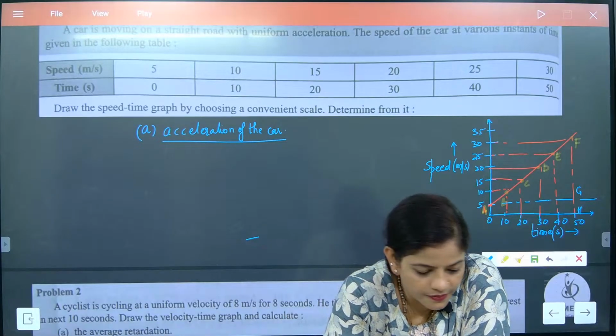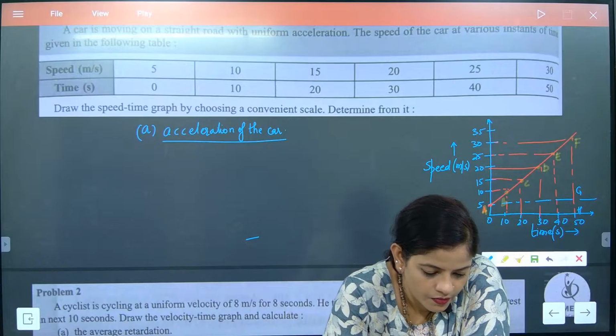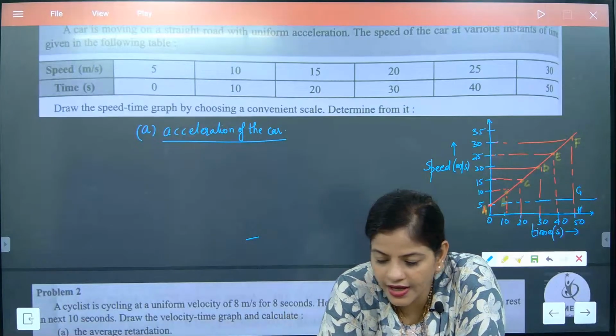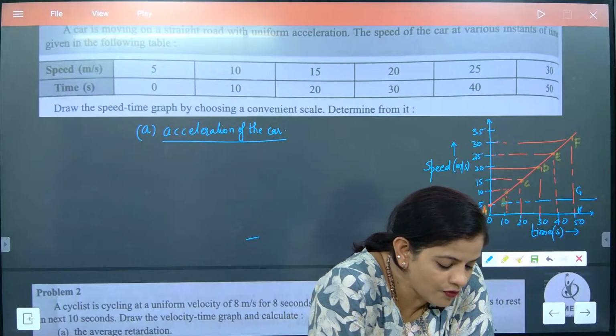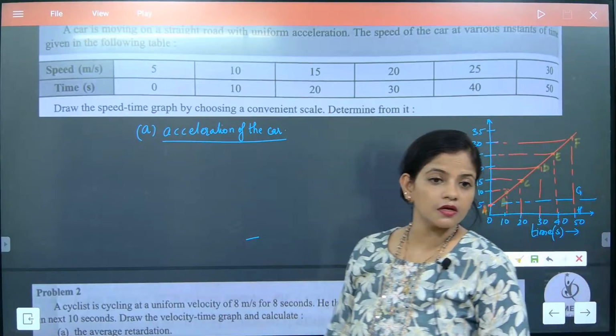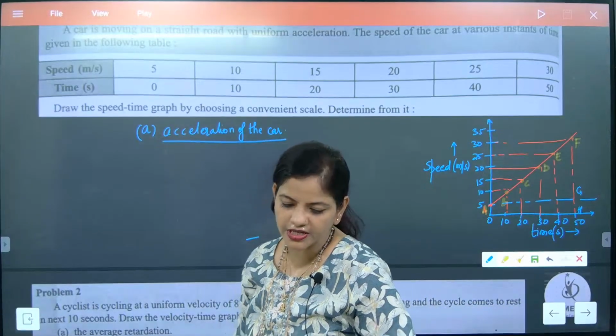Check one time later. Acceleration is slope of AF. We know now here AF is the slope. So slope of AF will give you. So acceleration formula is what? One answer I'll give you. One answer I got is 5 meter per second square.